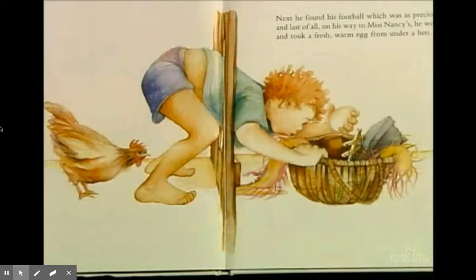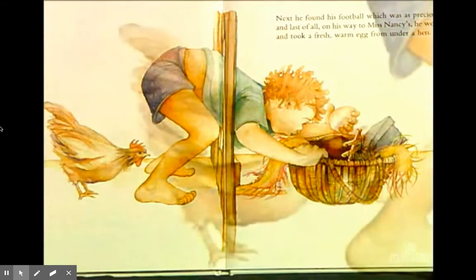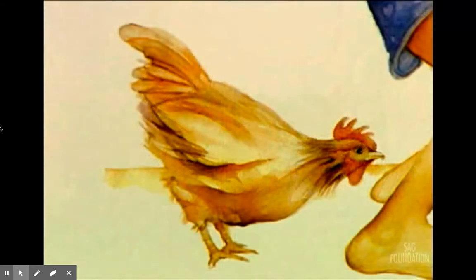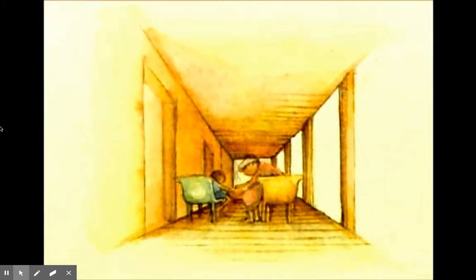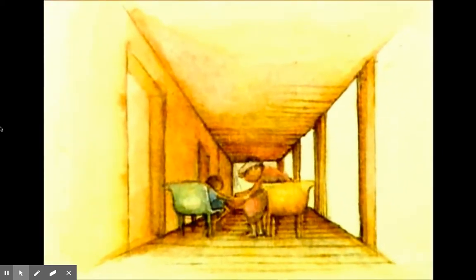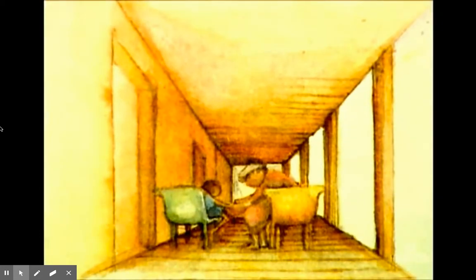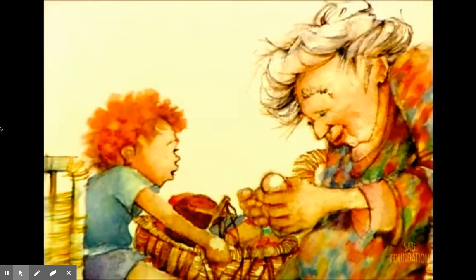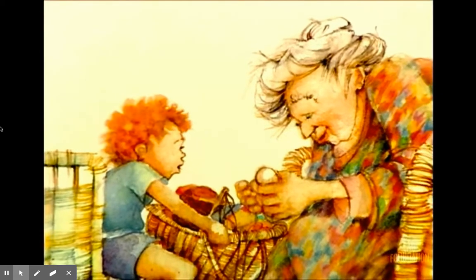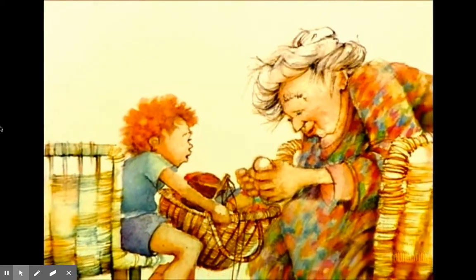Next he found his football, which was precious as gold. And last of all, on his way to Miss Nancy's, he went into the hen house and took a fresh, warm egg from under a hen. Then Wilfrid Gordon called on Miss Nancy and gave her each thing, one by one. What a strange, dear child to bring all these wonderful things, thought Miss Nancy.